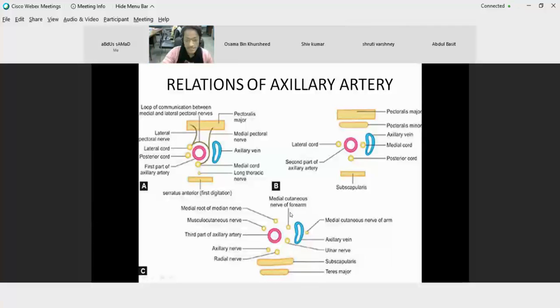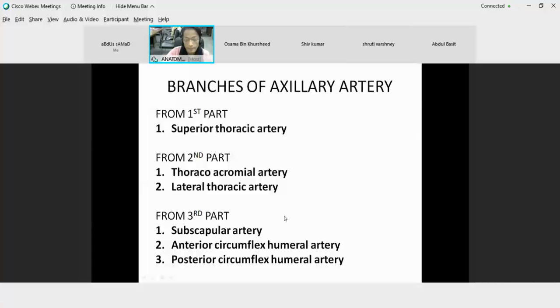Yes, ma'am. The same diagram is given in your textbook also. Please refer to that also when you're studying. Now coming to the branches of axillary artery.